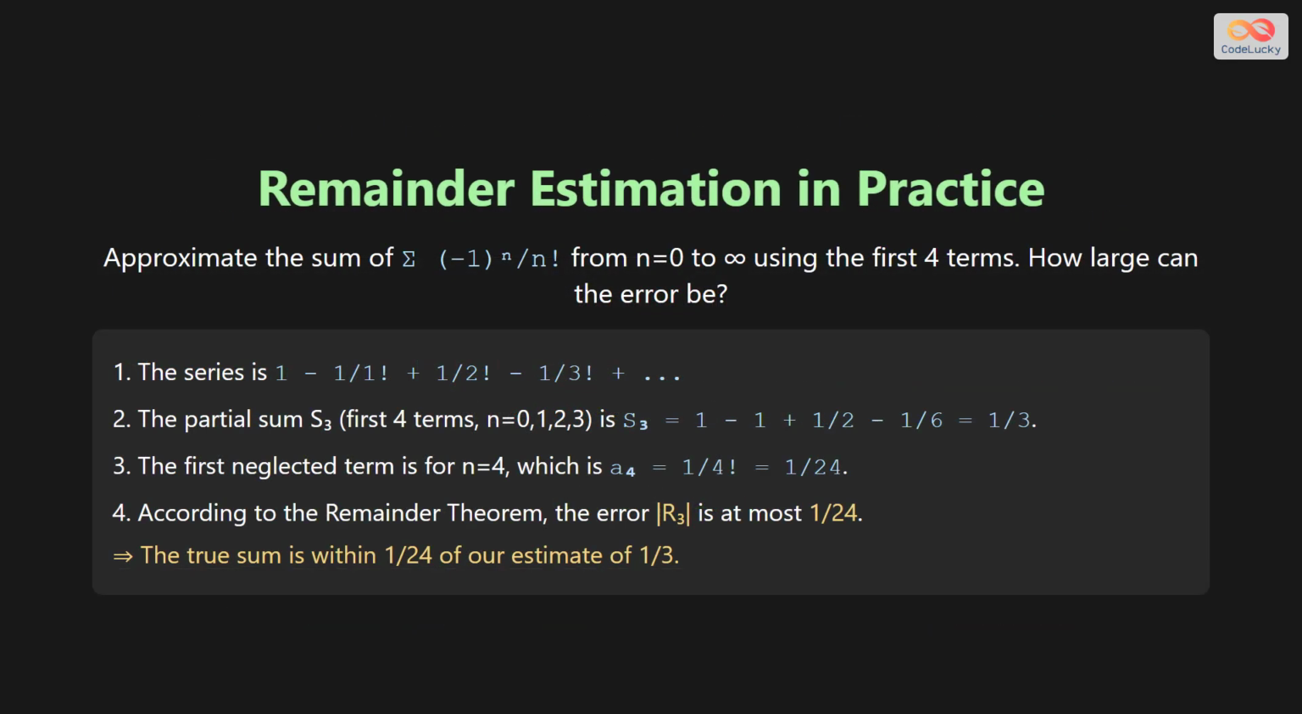Let's apply the remainder theorem. Suppose we approximate the sum of (-1)^n over n factorial using the first four terms. The sum of these terms is 1/3. The first term we neglect is 1 over 4 factorial, which is 1 over 24. Therefore, the error in our approximation is, at most, 1/24. This means the true sum is very close to our estimate of 1/3.